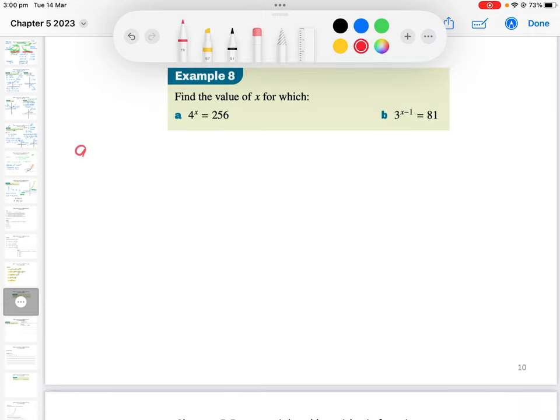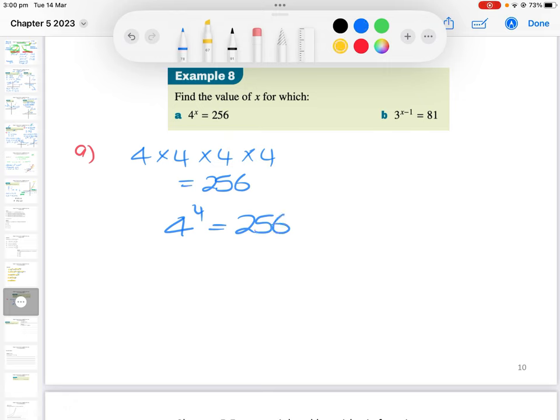So A, saying 4 to the power of something is 256. So I know 4 times 4 is 16, times 4 is 64, times 4 is 256, or 4 to the power of 4 is 256. So that means that x equals 4.